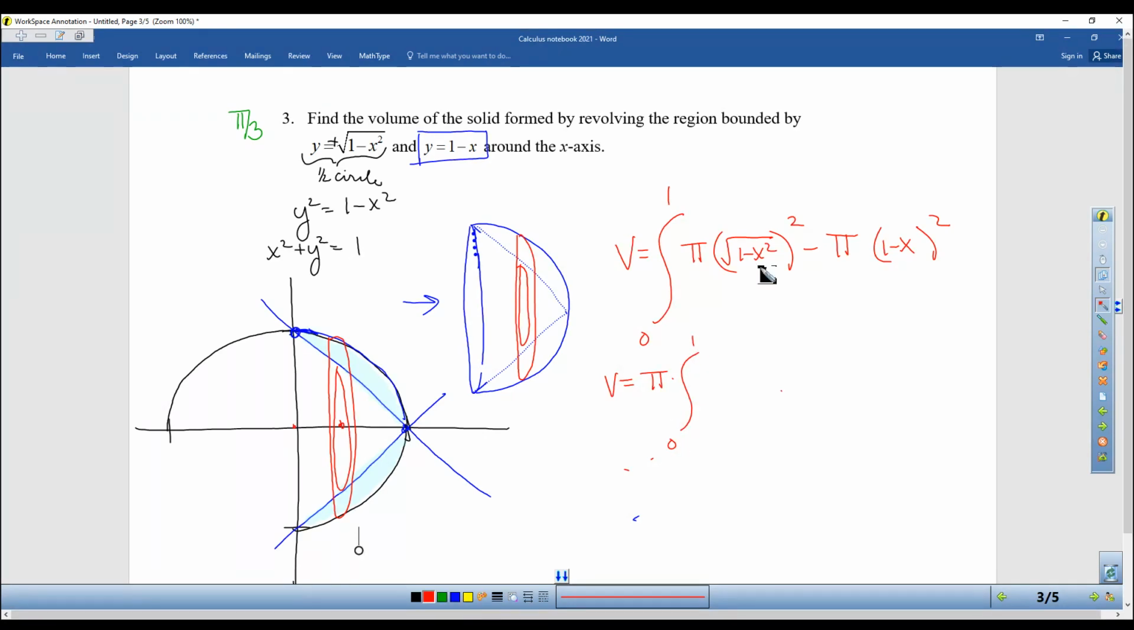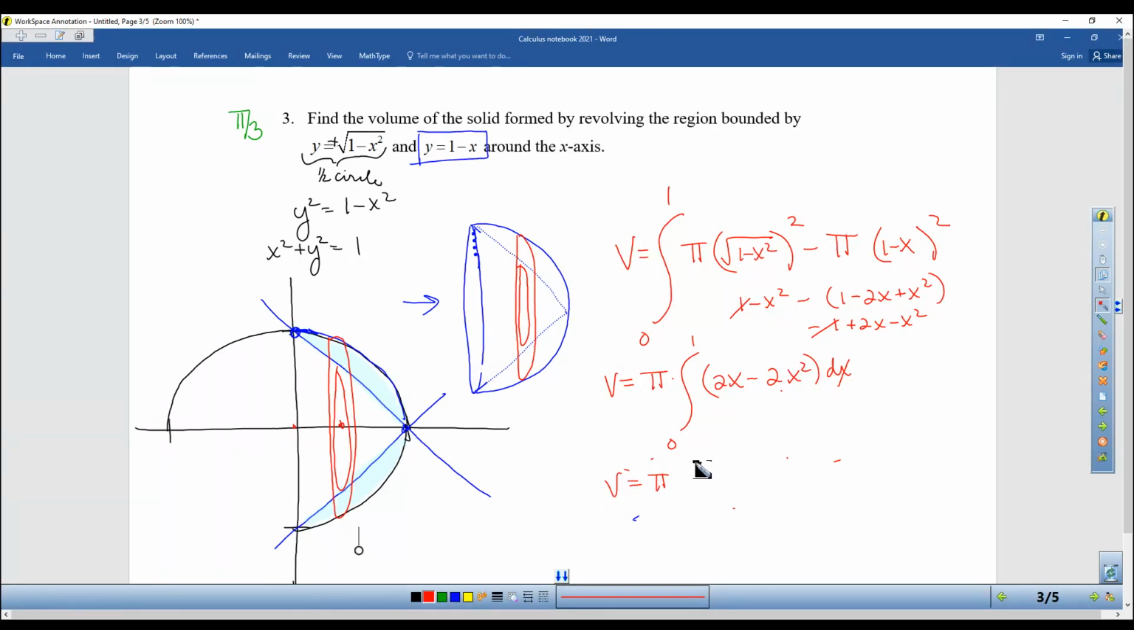So when you square root, you get 1 minus x squared minus, be careful here, I pulled the pi out. This is 1 minus 2x plus x squared, but then don't forget to distribute this negative, which is minus 1 plus 2x minus x squared. So now the 1's are going to cancel, and this is just going to be 2x minus 2x squared dx. So that's what you're actually going to integrate.